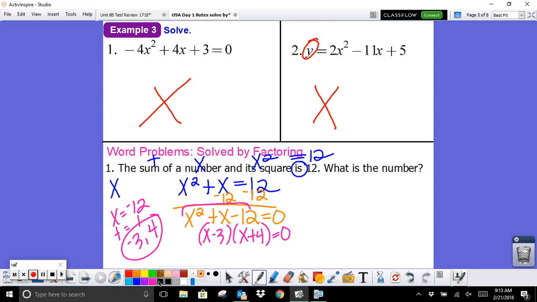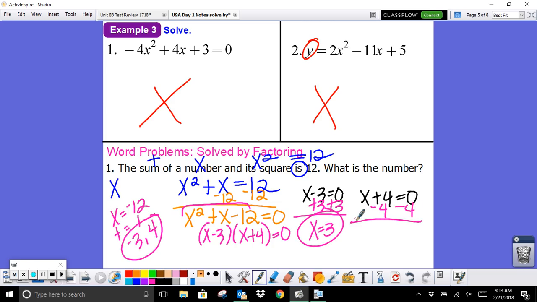Now I need to take both of those and set them equal to 0. So I have x minus 3 equals 0 and x plus 4 equals 0. In this first one, I'm going to add 3 to both sides, so that gets me x equals 3. Over here, I'm going to subtract 4, and that gets me x equals negative 4.